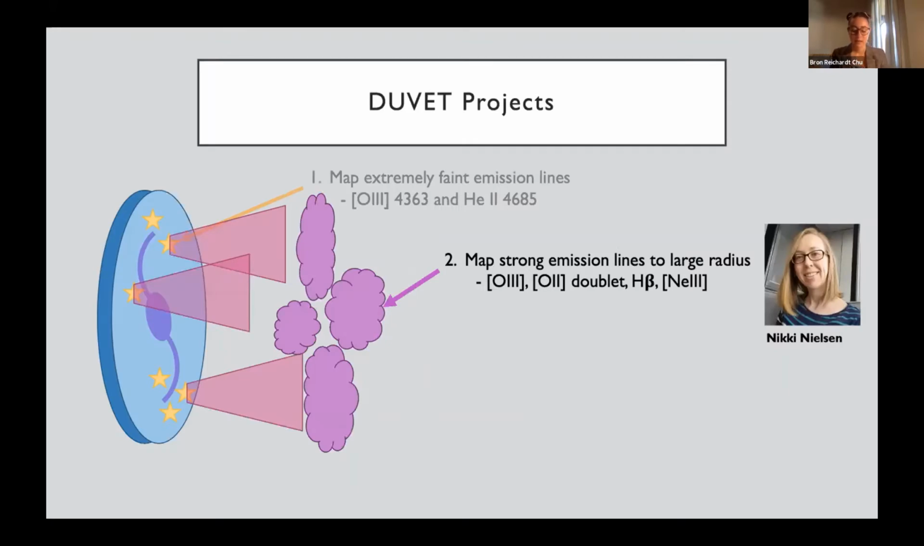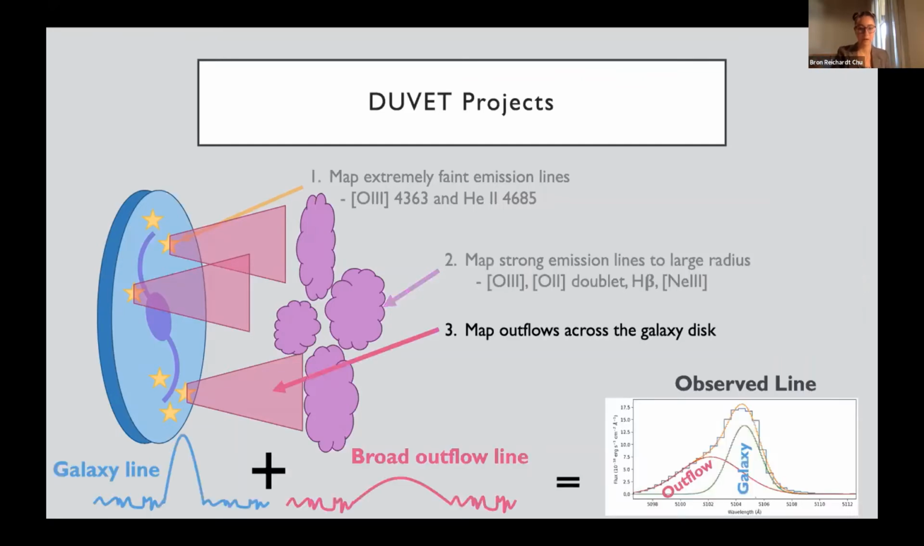Secondly, the stellar feedback from these stars kicks out gas into the surrounding galaxy halo. And we want to understand how this gas interacts with the surrounding CGM. So to do this, we're mapping the strong emission lines out to really large radius. And thirdly, we're mapping outflows directly. So outflows are an observational tracer of star formation feedback.